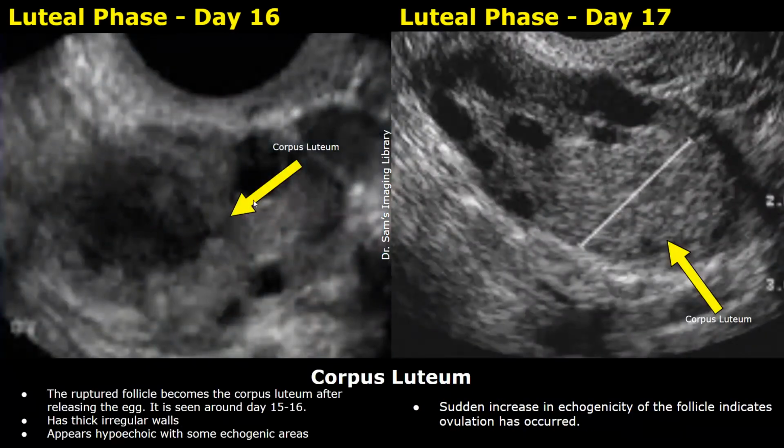This is another image showing the corpus luteum on day 16. The image on the right is taken on day 17. The corpus luteum can also appear completely echogenic. This sudden increase in echogenicity of the dominant follicle indicates that ovulation has occurred.